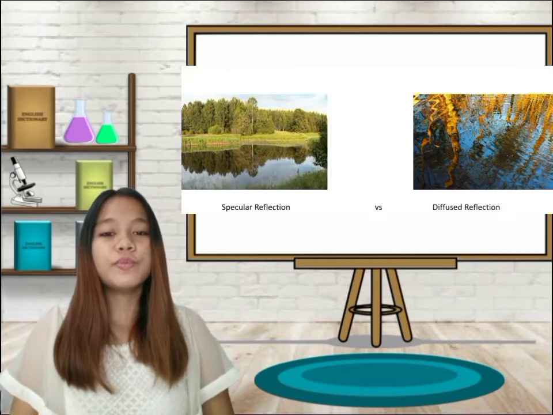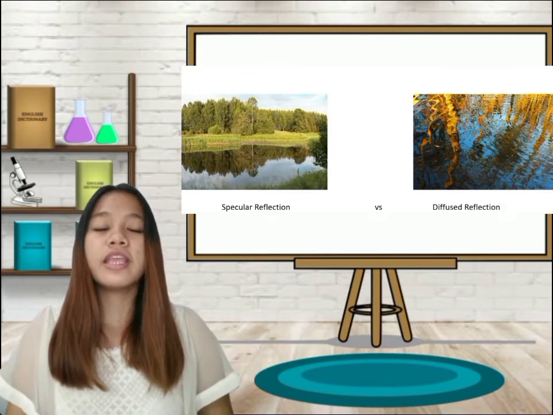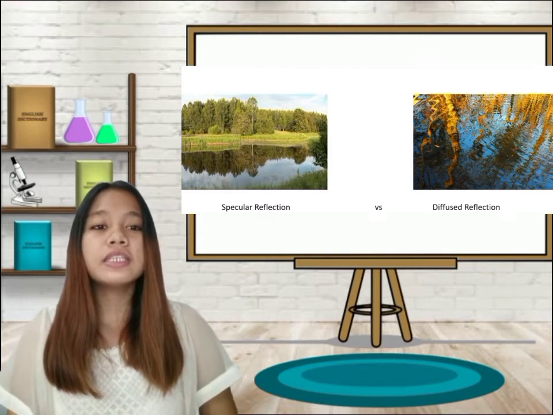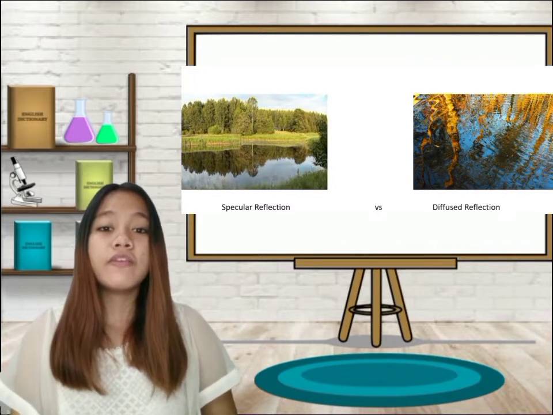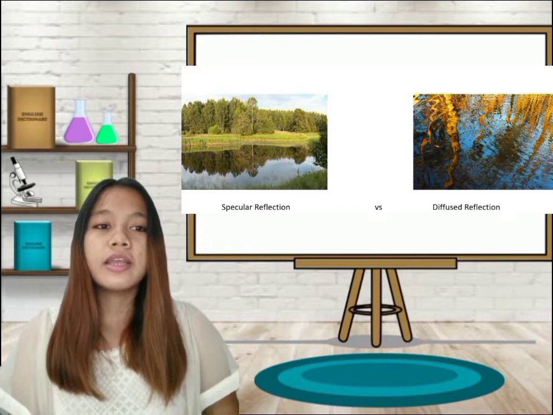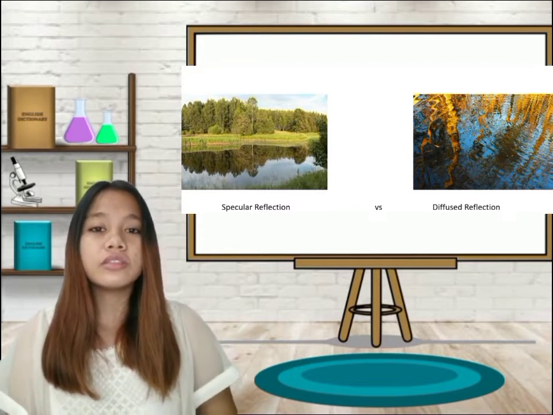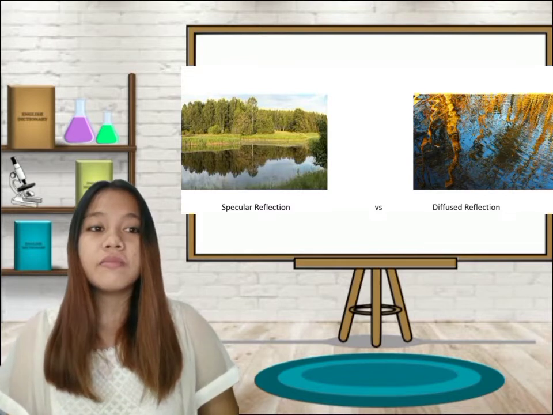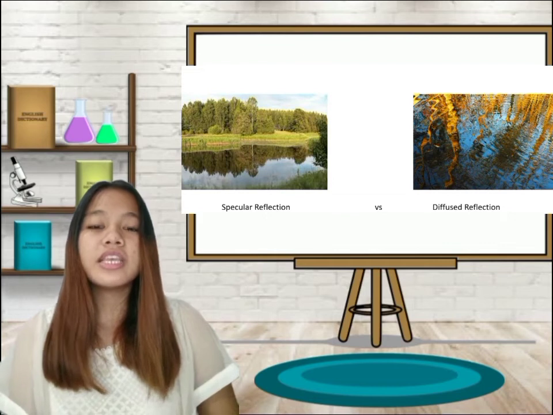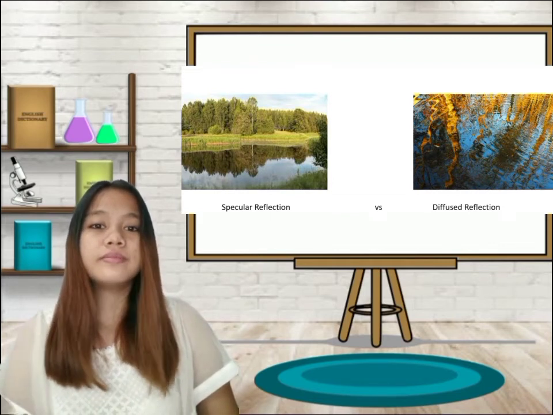Let's look at these two pictures to compare the images formed in specular reflection and diffused reflection. In the first image, you can see clear images of trees reflected by the calm body of water. On the other hand, in the diffused reflection, the trees reflected by the wavy surface of the water cause the image to form distorted or wavy as well.